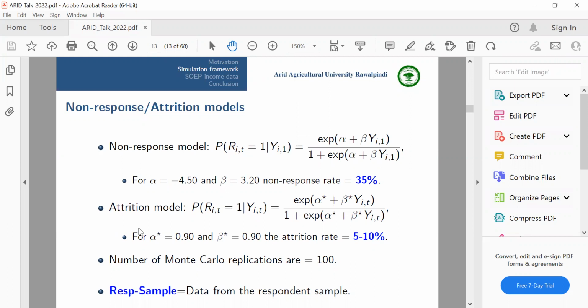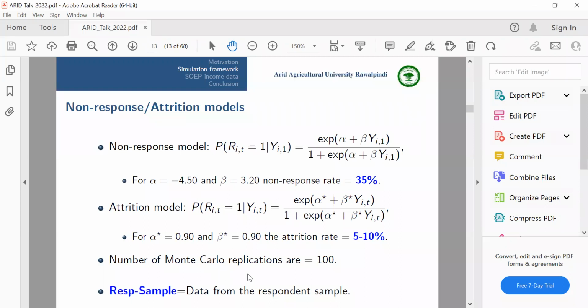Similarly, we use another model, which is the attrition model, if there is further dropout after the initial wave. For the attrition model, we use alpha star and beta star, and this y_it means t is equal to 2 onward. Before we used y_1 to indicate the distribution of the variable of interest in the initial wave, but here we use y_it, where t starts from 2, 3, and goes up to a maximum of 10. So this is the attrition model, and when we select alpha star 90% and beta star 0.9, then the attrition rate is between 5 and 10%.